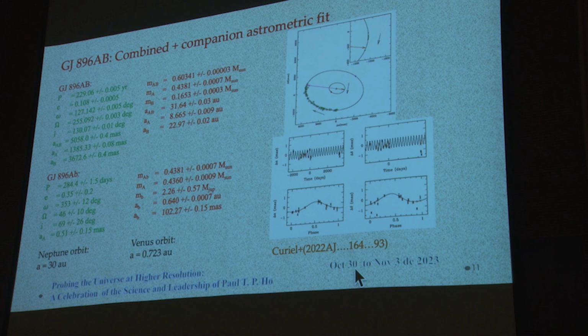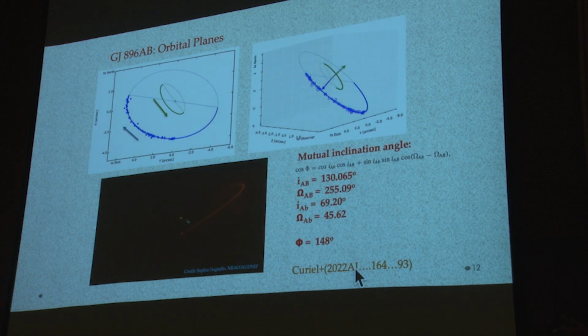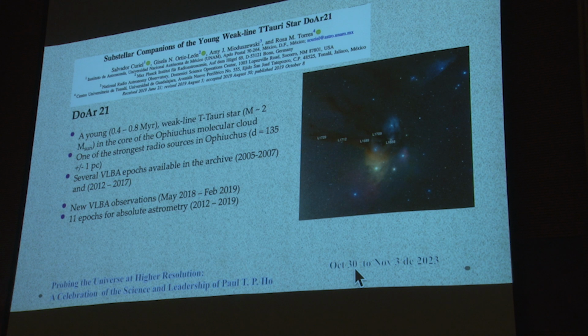Okay? And the other thing that we found, which is also very interesting, at least for me, is that the orbits are not coplanar. You see, the orbit of the planet is almost perpendicular to the orbit of the binary system. So this is a very strange configuration. This is the first time that something like this has been found. I'll show you that later on.